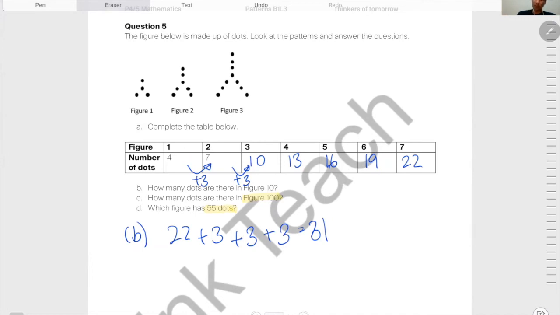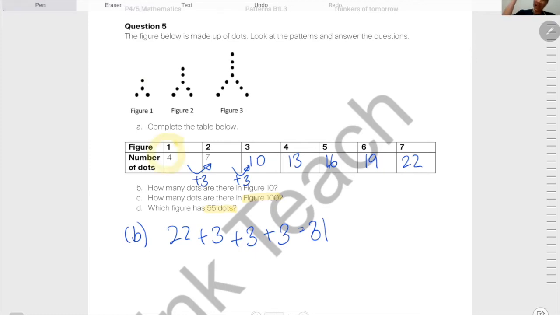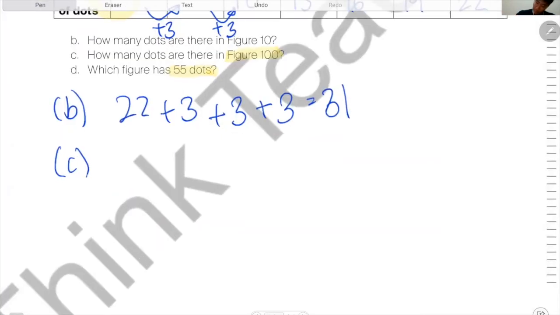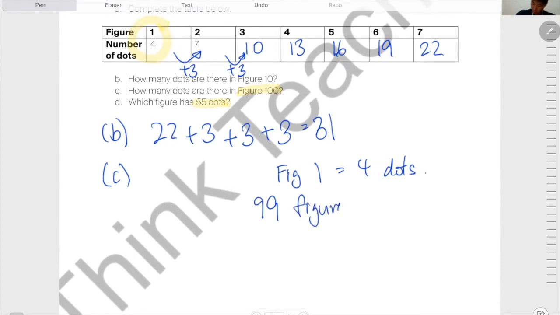Right now, I want you guys to remember something. The first figure will always start off with 4. And then every additional figure will add 3. Figure 1, I have 4 dots. Between figure 1 and figure 100, how many additional figures are there? You realize that there are 99 additional figures. Every figure adds 3 dots.